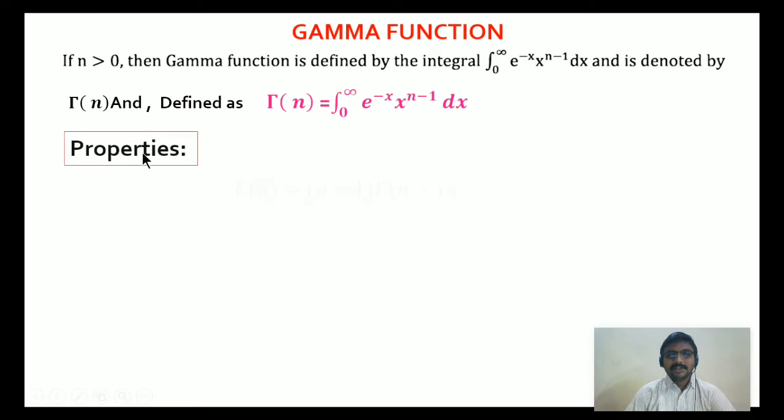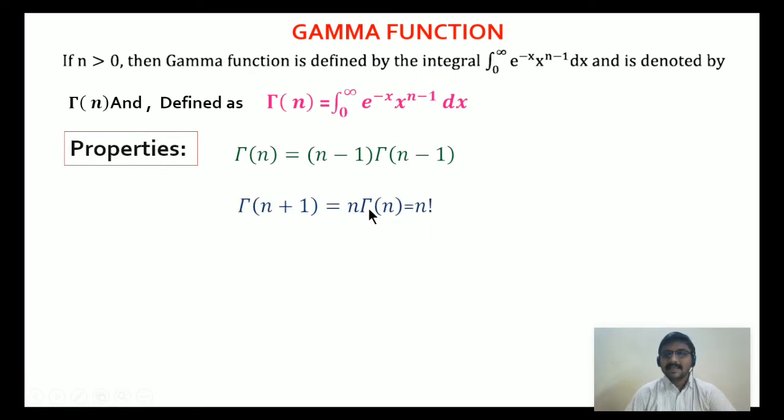Properties of gamma function: gamma of n is always equal to n minus 1 into gamma of n minus 1. Replacing n by n plus 1, we will have gamma of n plus 1 is n gamma of n, that is n factorial, which is used for positive integers, and gamma of n is gamma of n plus 1 by n. And we will have the definition, that is gamma of n by k power n is the integral from 0 to infinity of e power minus kx into x power n minus 1 dx, where k is constant.